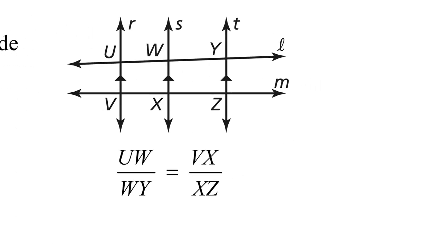So let's look at what they have here in terms of a picture. If we look at the picture here, they're showing that because we have three parallel lines, lines R, S, and T are parallel. If we look here, UW, this section here, when we compare it to WY, so that's going to be UW and WY, it's going to be the same ratio as the corresponding sections on the other transversal. Okay, so that'd be VX and XZ.